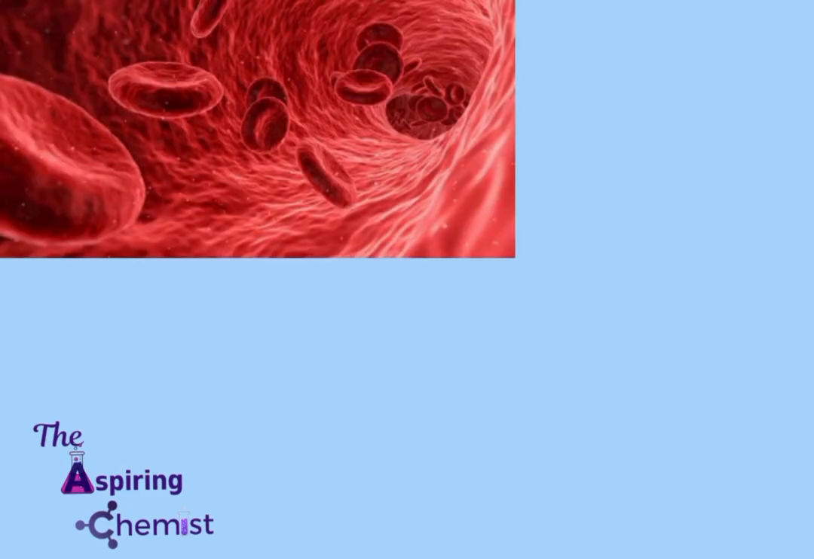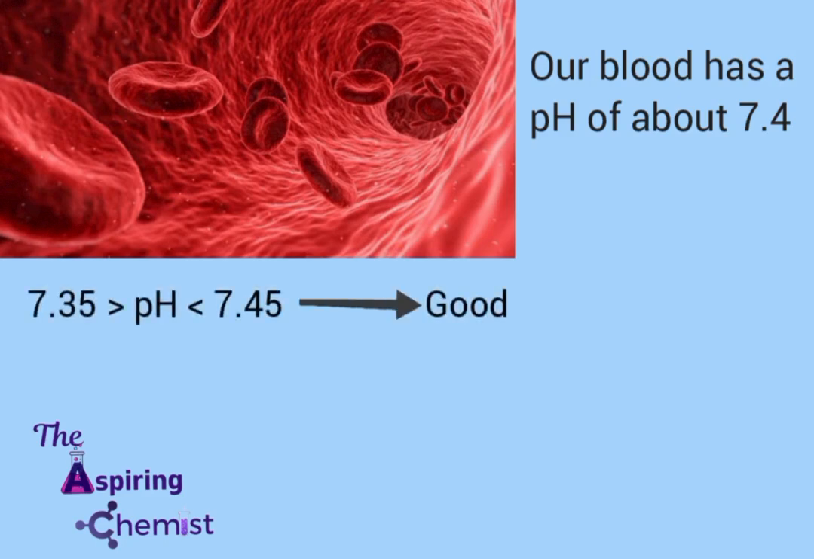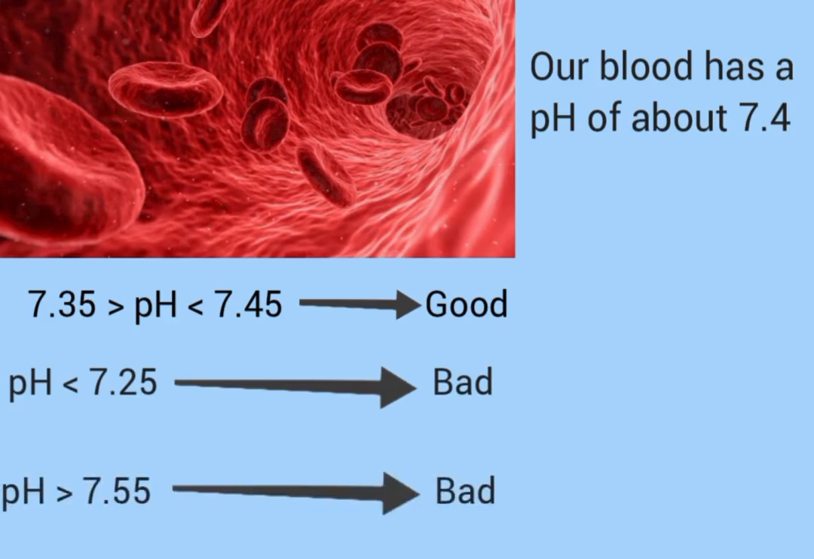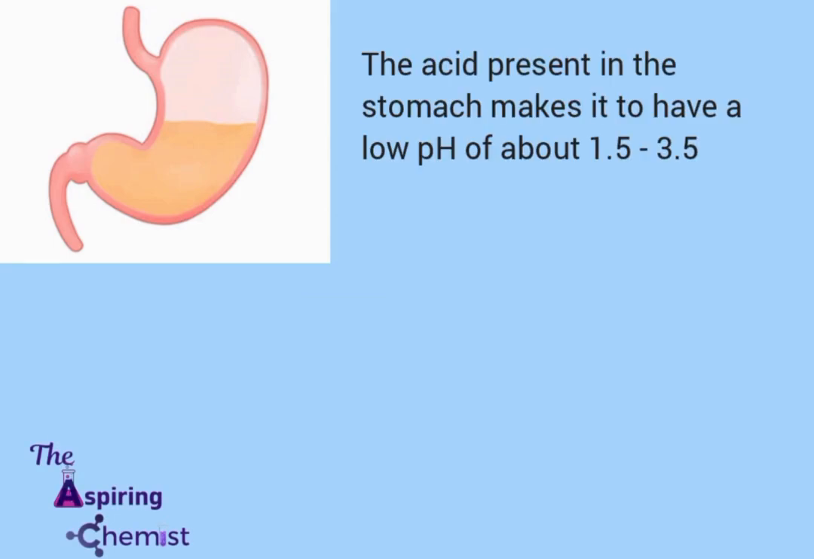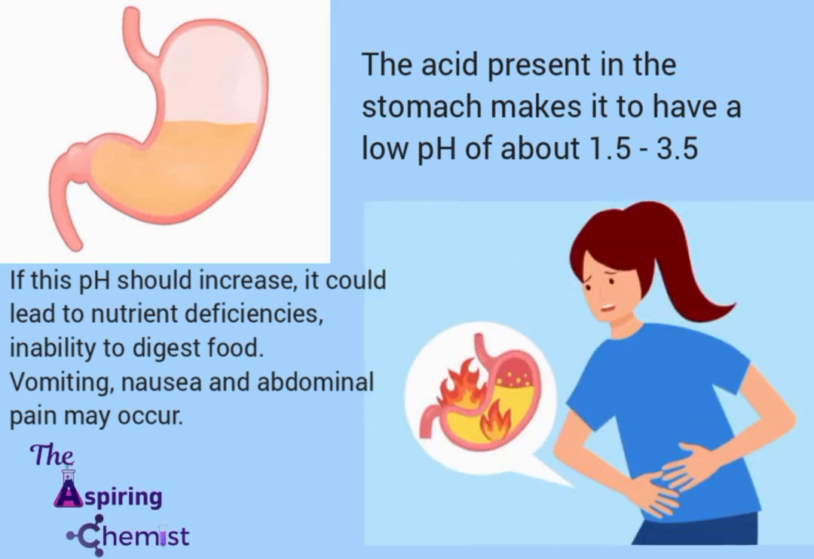Now, pH is very important in the life of living organisms. For us humans who have delicate organs, once our pH changes or fluctuates, it could be fatal. For example, our blood pH is around 7.4. If that pH should drop below 7.25 or increase above 7.55, it could be fatal. Even in our stomach, the pH is around 1.5 to 2.5 because of the acid that is present. If this pH should increase more than that, you may not be able to digest food.